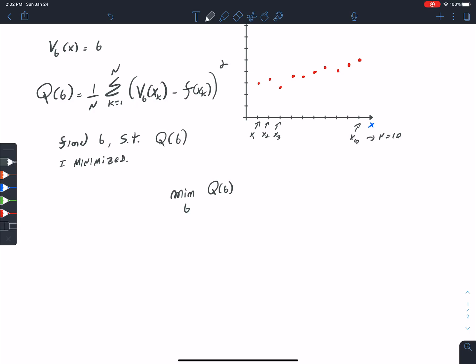So let's look at what this function looks like. So we have this model, we can plug it into this function here, and this is what we're going to do next. So our function q of b will be 1 over n, sum over k equals 1 through n, of this value b minus f of xk.